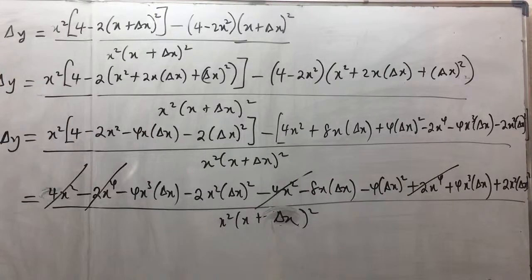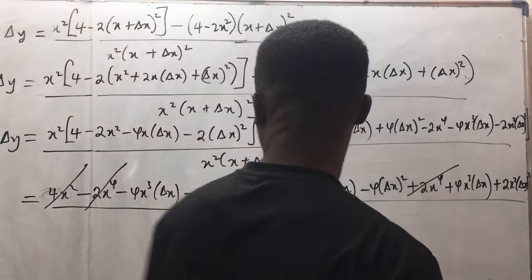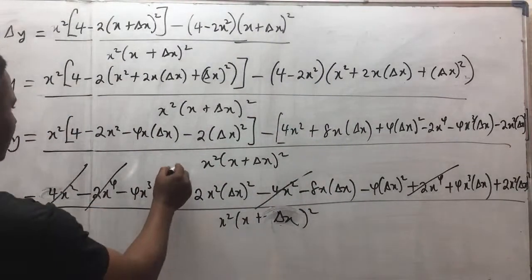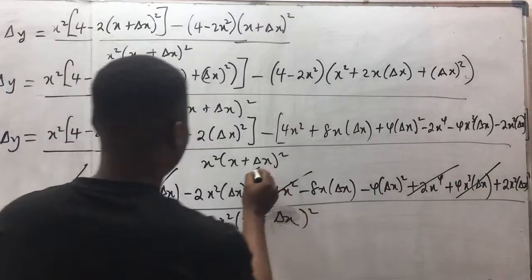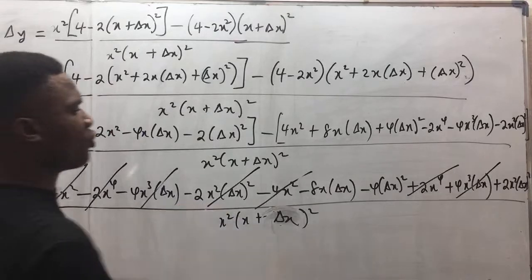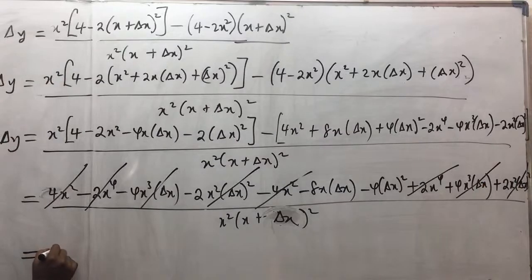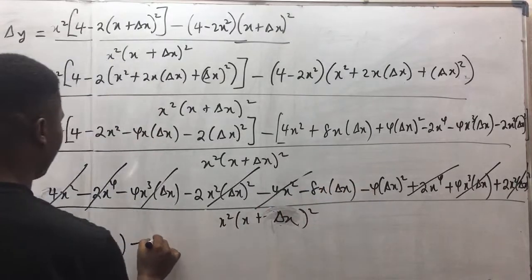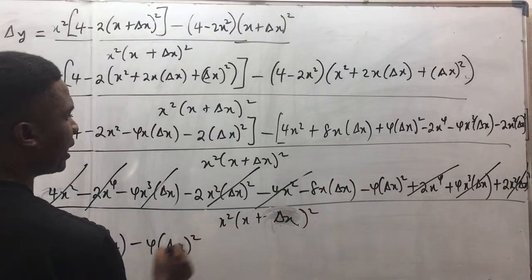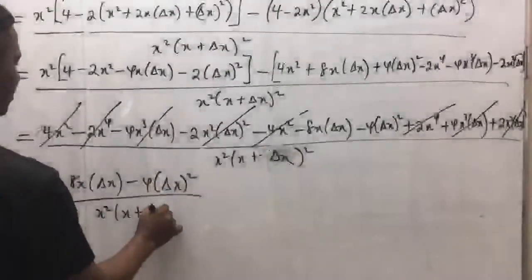What else can go away? Let's see. Now we have 4x cubed. Now minus 4x cubed change in x will actually cancel out 4x cubed change in x. Then let's see again. What then do we have? We have this minus 2x squared change in x squared will cancel out the last term, 2x squared change in x, and we'll be left with minus 8x in bracket change in x, that is this, and this, minus 4 change in x all squared, all over x squared in bracket x plus change in x all squared.